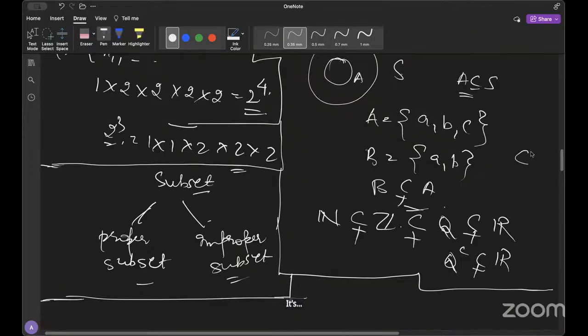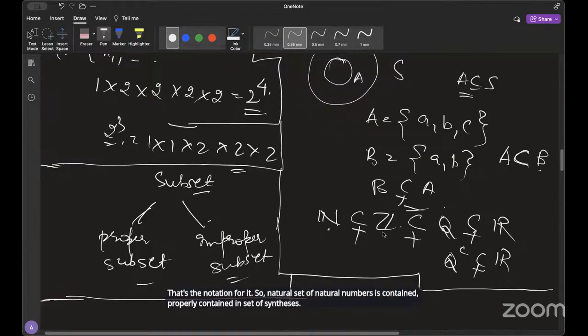It's where this opens. The mouth of this sign opens on this side. So that's where you write the bigger set. If you say this thing, you mean that A is contained in B. That's the notation for it. So the set of natural numbers is properly contained in the set of integers, and the set of integers is properly contained in the set of rational numbers.